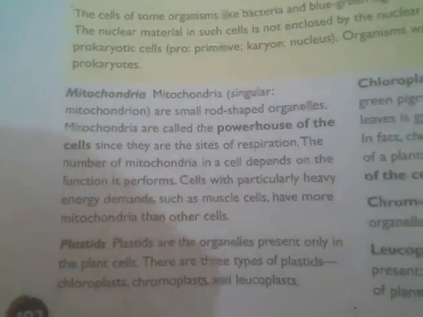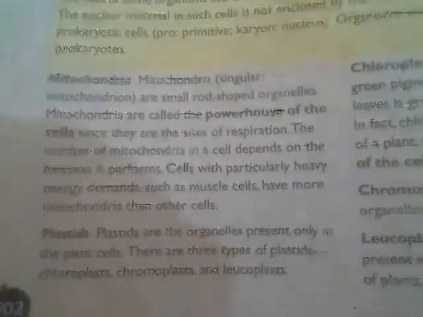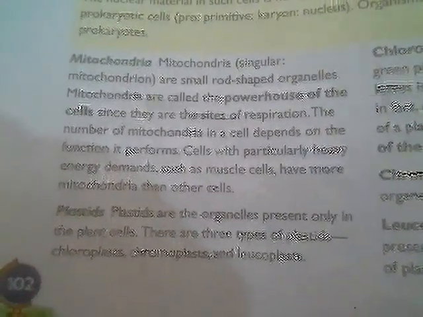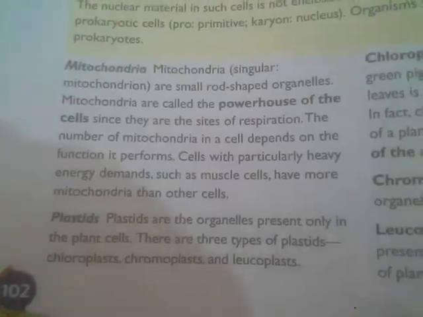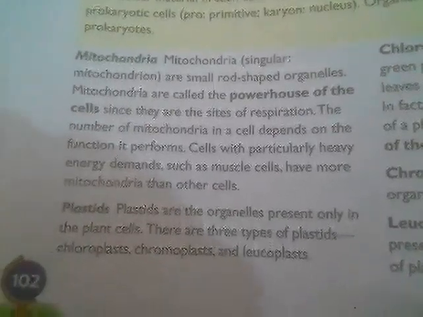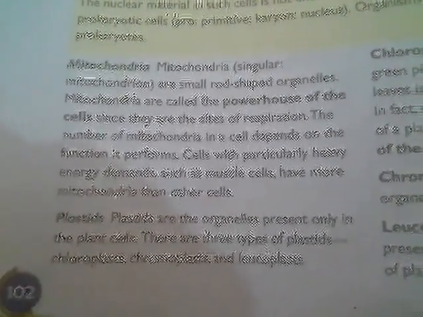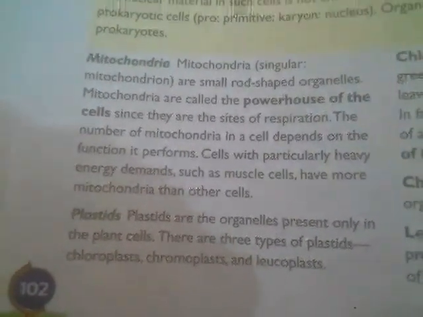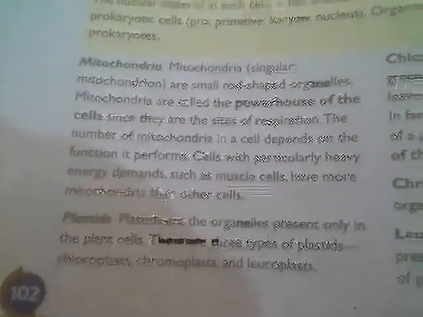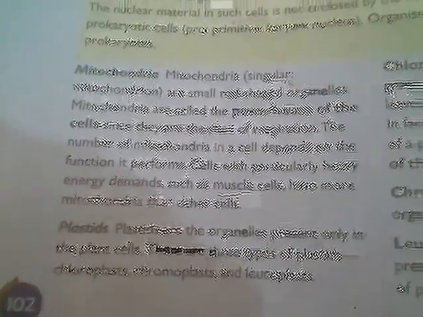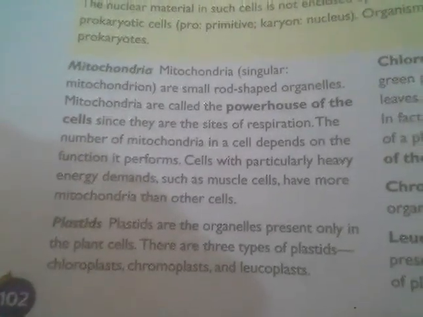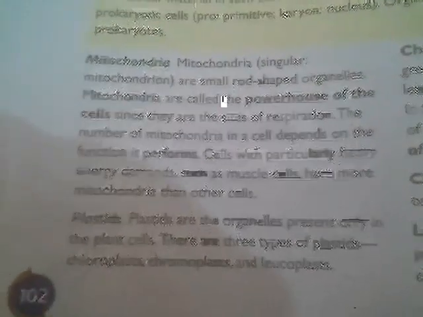Then the next one is plastids. Plastids are a unique organelle which is only present in the plant cell, not in the animal cell. There are three kinds of plastid: chloroplast, chromoplast, and leucoplast. The first one is chloroplast. Chloroplast is that substance which imparts green color to the plants. That's why it is only present inside the plant cell. If it was present in human beings, we could also have green color in our skin. Since it is only present in plants, plants have green color.